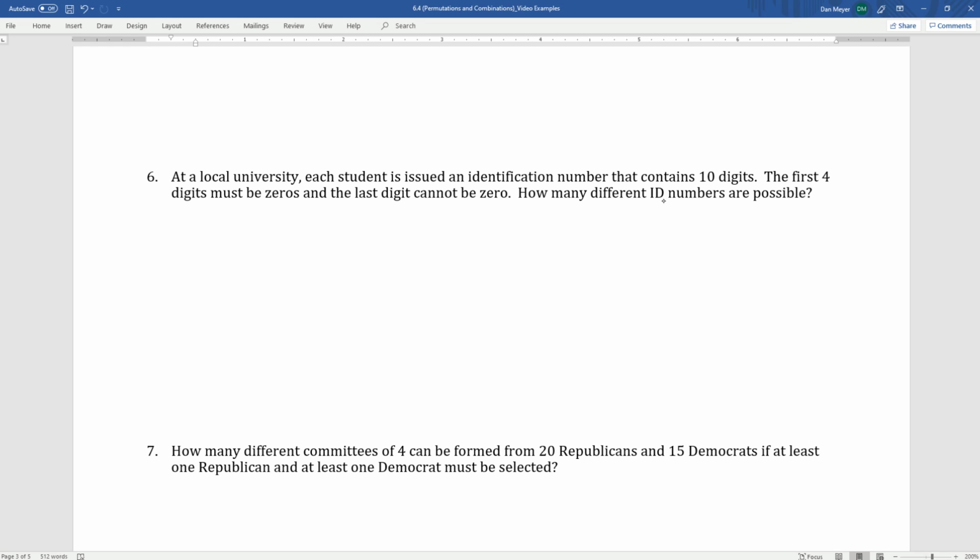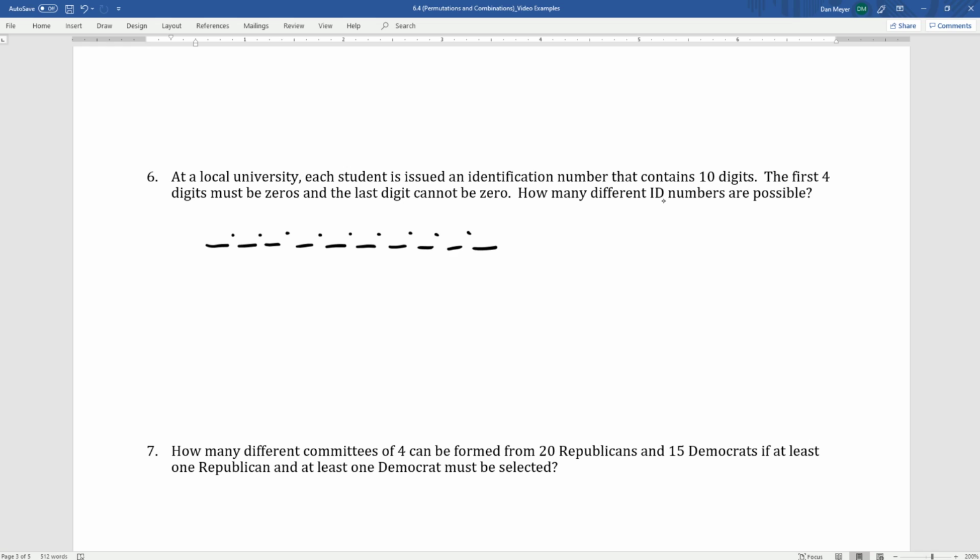So this is not a permutation or a combination. Remember, in the permutations and combination problems, you can't have any repetition. Here, there's nothing telling us that we can't repeat digits. So this is not a permutation or combination problem. It's just a multiplication principle problem. So there's 10 digits, so we'll consider this to be 10 tasks. 1, 2, 3, 4, 5, 6, 7, 8, 9, 10.